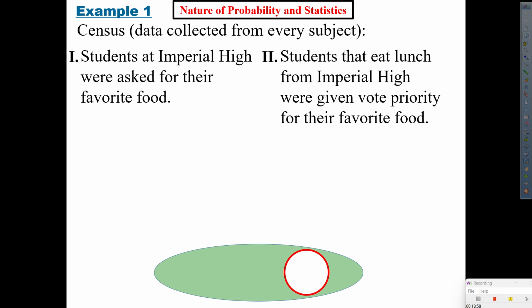Talk it over with your neighbor. Which one is population and which one is sample? Talk it over with your neighbors.